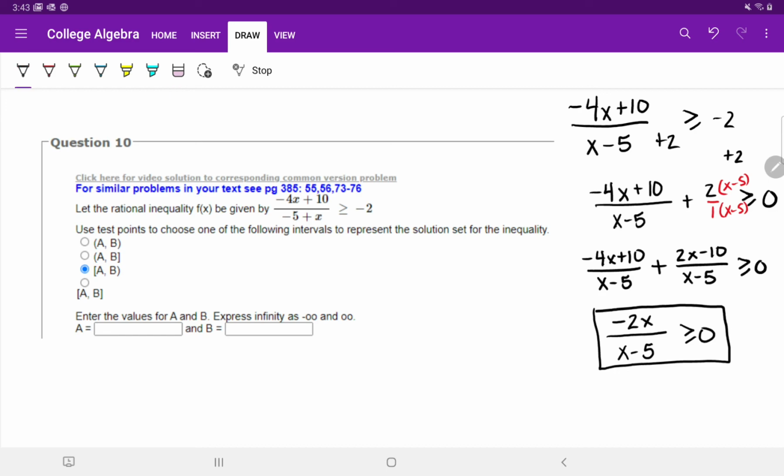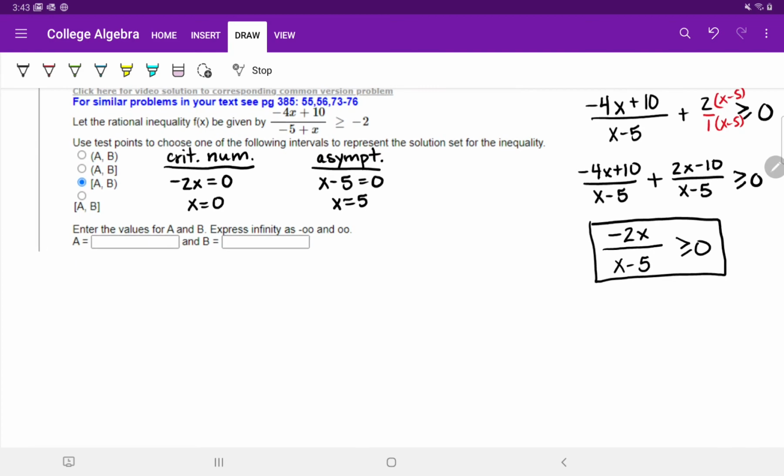So we can move on to step 1. Yeah, what we just did, that was step 0. So step 1 is find your critical numbers. Critical numbers are numbers we get when we set the numerator equal to 0. And we also need to find asymptotes. Asymptotes are numbers we get when we set the denominator equal to 0. So if we do this, our critical number is just going to be x equals 0. Our asymptote will be x equals 5.